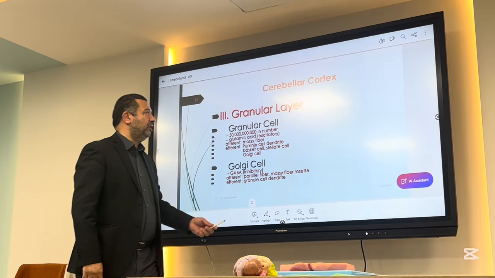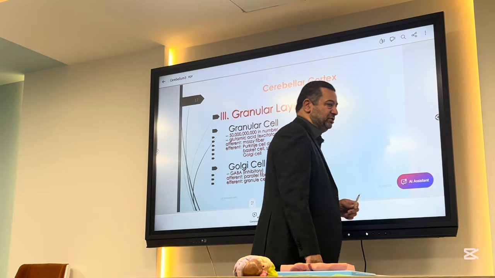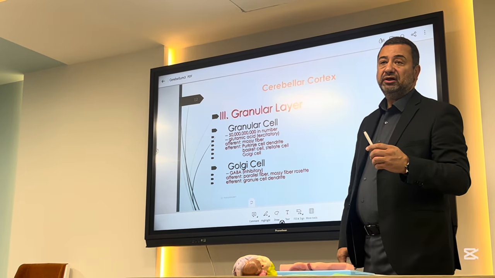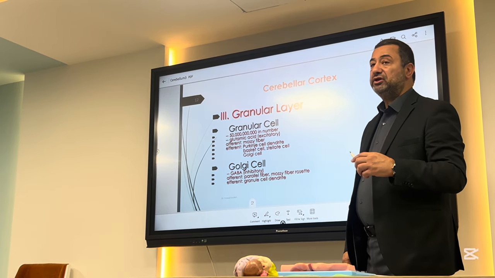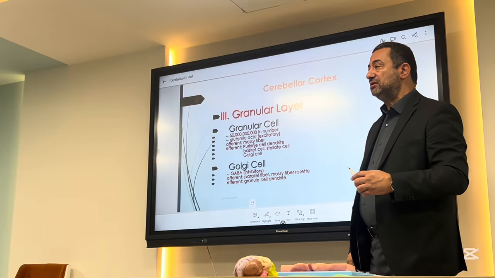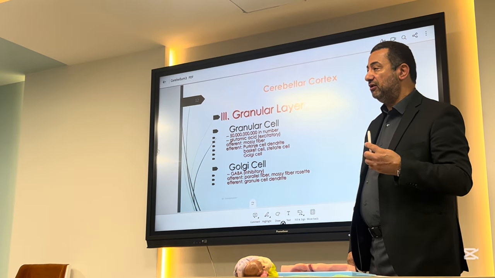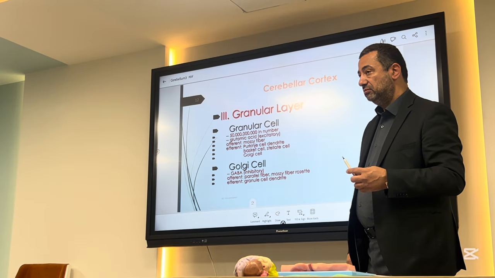In the granular layer, there are granular cells and Golgi cells. Granular cells are excitatory and very small cells. Okay, and axon of these cells make parallel fibers. Is it clear?